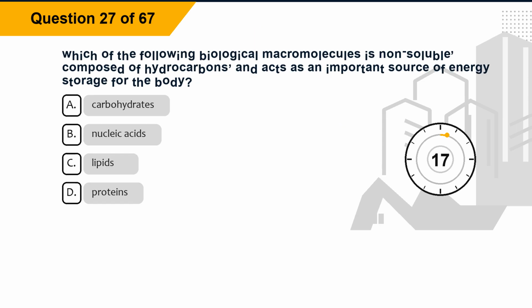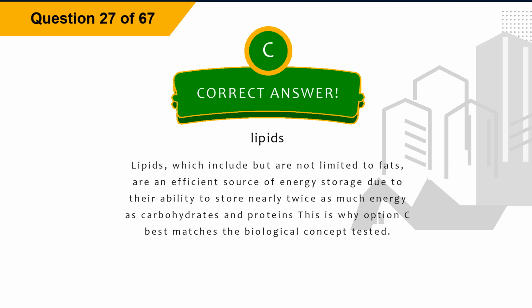Question 27. Which of the following biological macromolecules is non-soluble, composed of hydrocarbons, and acts as an important source of energy storage for the body? Option A, carbohydrates. Option B, nucleic acids. Option C, lipids. Option D, proteins. The correct answer is option C, lipids. Explanation. Lipids, which include but are not limited to fats, are an efficient source of energy storage due to their ability to store nearly twice as much energy as carbohydrates and proteins. This is why option C best matches the biological concept tested.